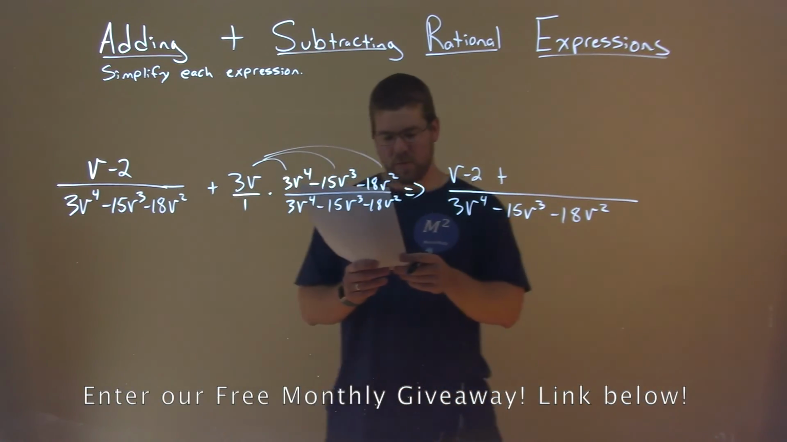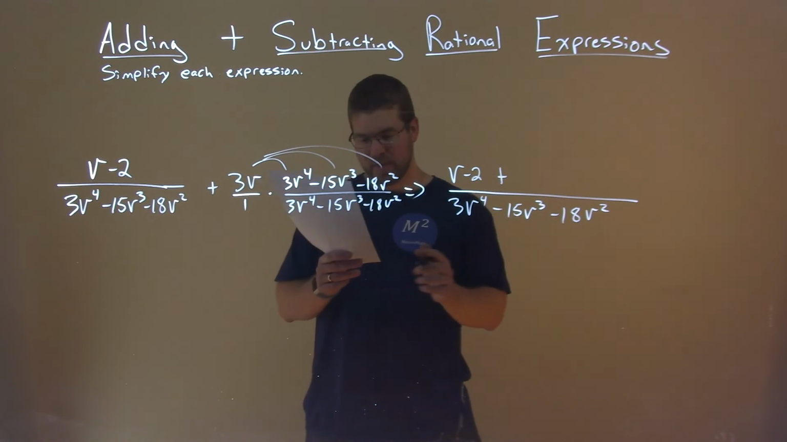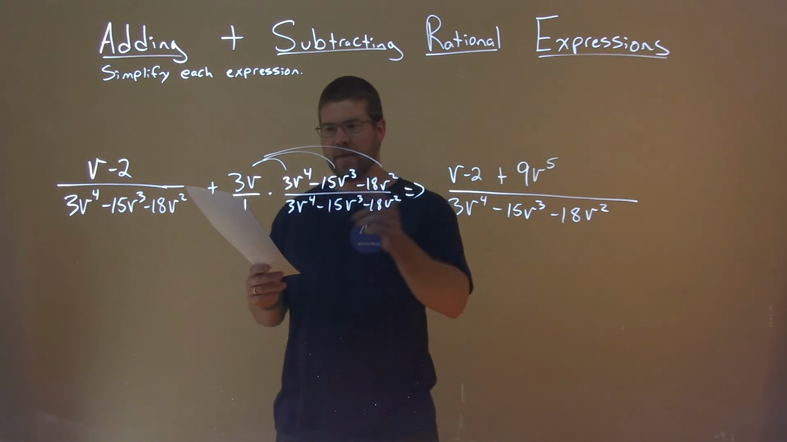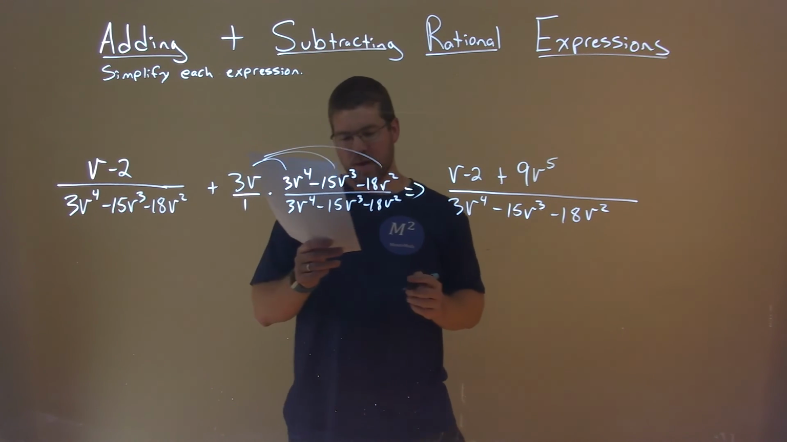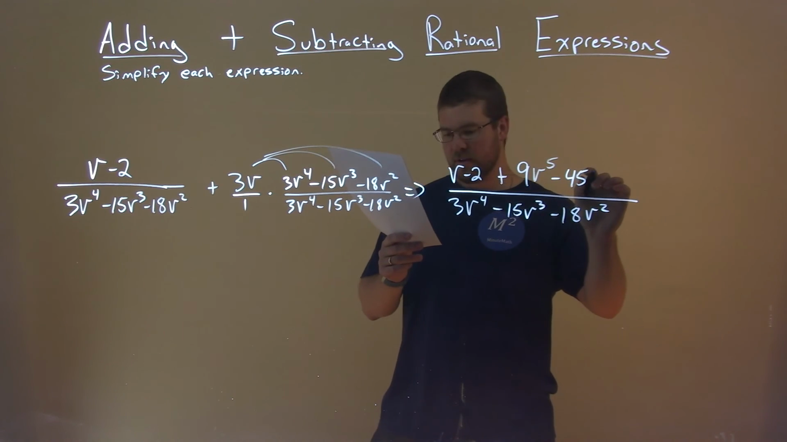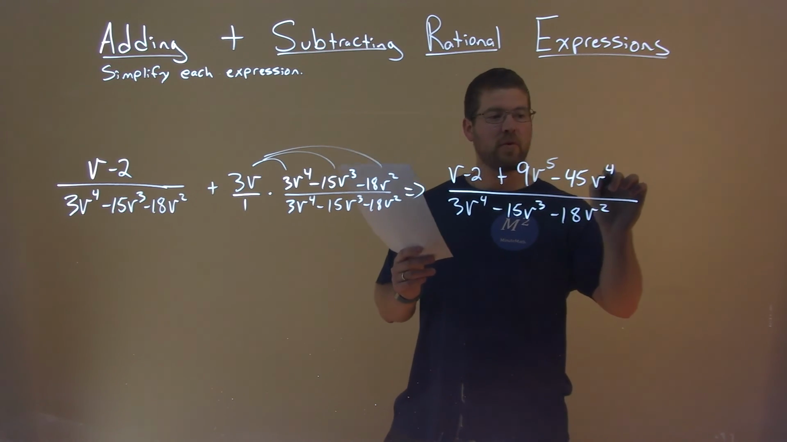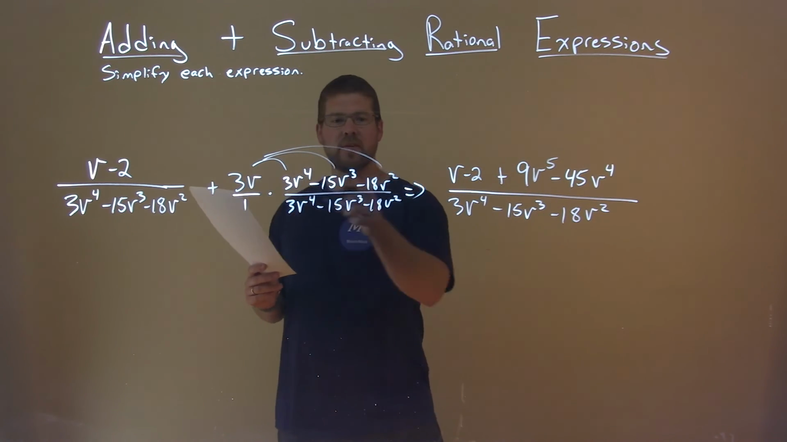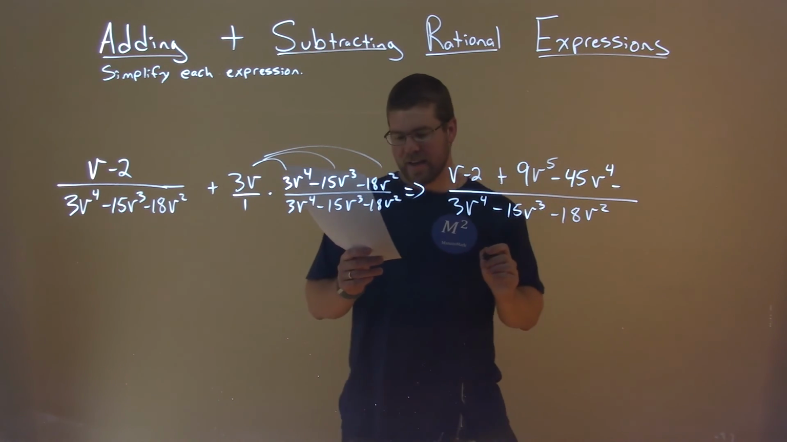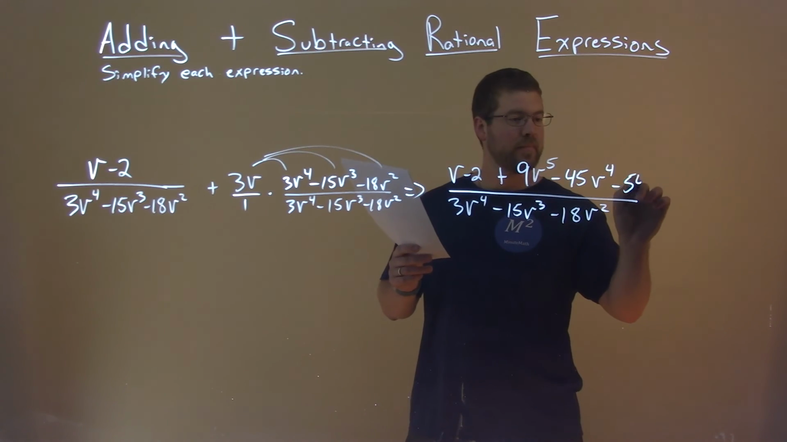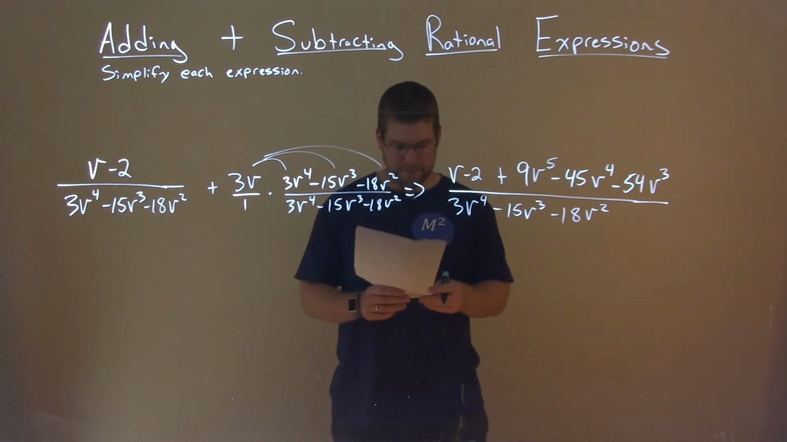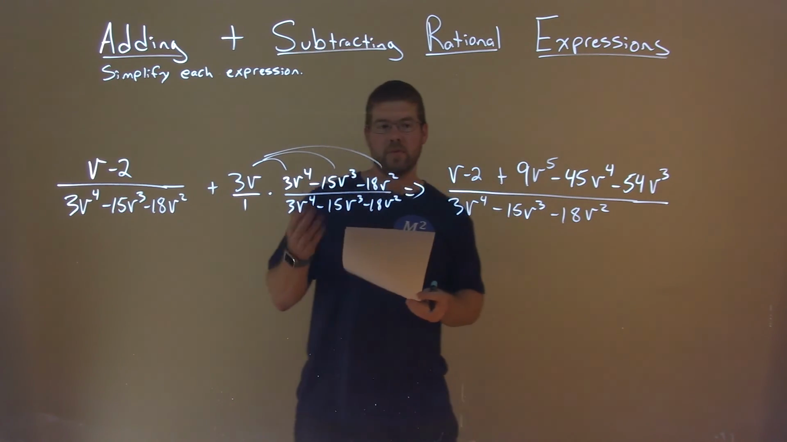3v times 3v to the fourth power is a 9v to the fifth power. And we add the exponents. 3v times a minus 15v to the third is a minus 45v to the fourth power. And then 3v times a negative 18v squared is, well, a negative 54v to the third power. Okay, so where do we go from here?